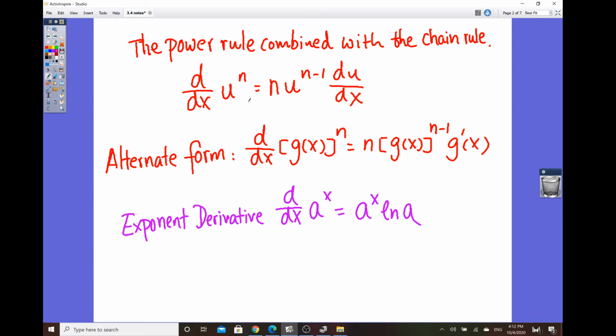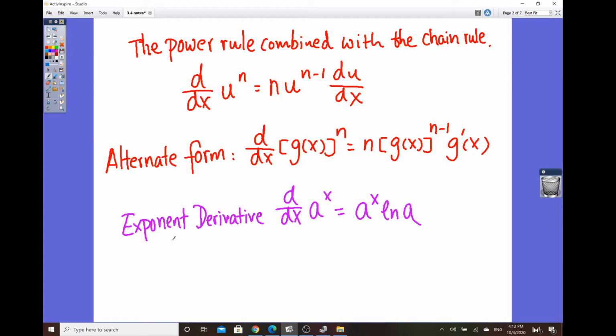We can also use the power rule with the chain rule. Once you take the derivative of the outer function, don't forget the derivative of u, which is du over dx, or the derivative of g of x. For g of x to the power of n, the derivative can be written as n times g of x to the power of n minus 1, and then times the derivative of g of x.